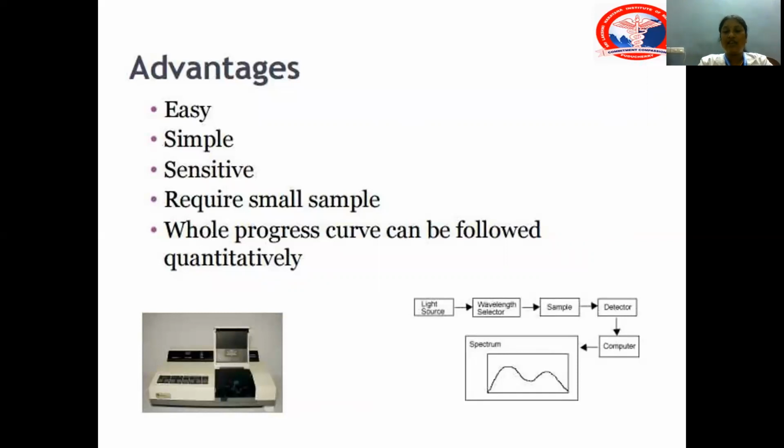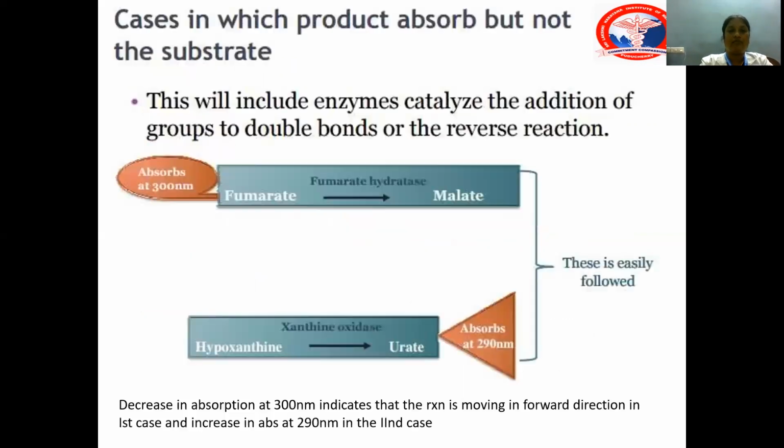Then this wavelength of light is allowed to pass through the sample, and based on the concentration of the substance present in the sample, light absorption occurs, and the remaining light will reach the detector, which is connected to the computer, and the signal is converted into a digital signal. Either we measure the transmittance or we measure the absorbance. The advantages of spectrophotometric detection are: it is easy, simple, sensitive, and requires a very small sample, and the whole progress curve can be followed quantitatively.